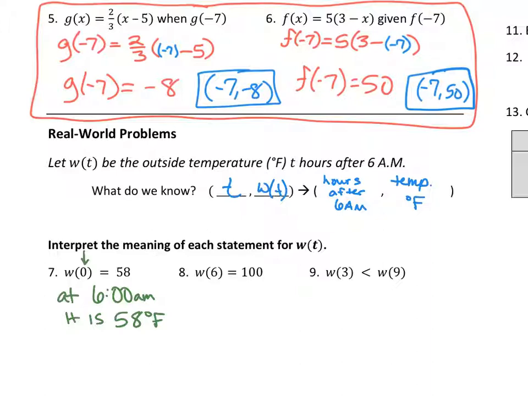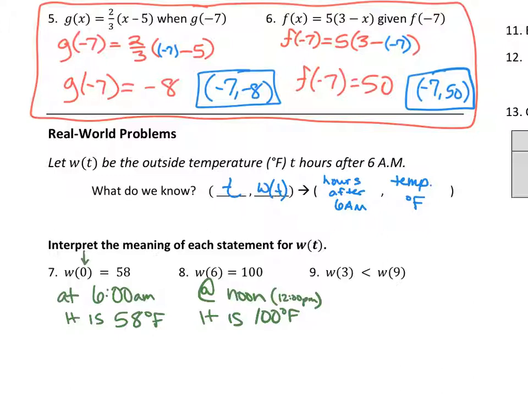It's 100 degrees at what time? 6. Ooh. 6? 12. 6 hours after 6 a.m., which would be 12 noon. So this one is saying at noon, or 12 o'clock p.m., it is 100 degrees outside, which makes sense. This is Texas. It's going to be warm in the afternoon.